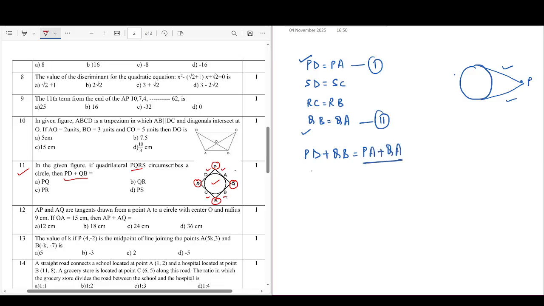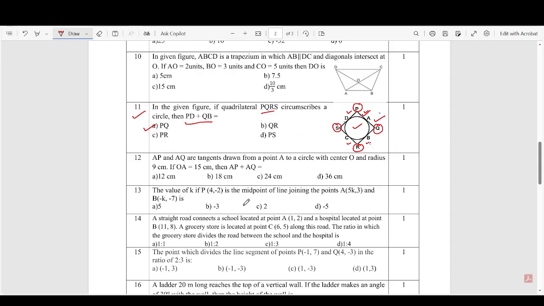Now if we see in this figure, PA plus QA, this is PA and this is QA. So if we add, we are getting PQ. That means the sum of PD plus QB is PQ in this figure, and you can see this in which option? It is option A. So the correct option is option A. Now let's see question number 12.